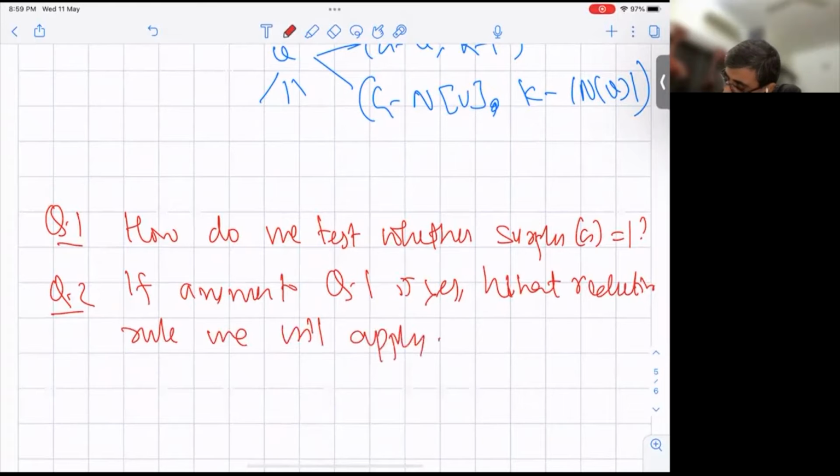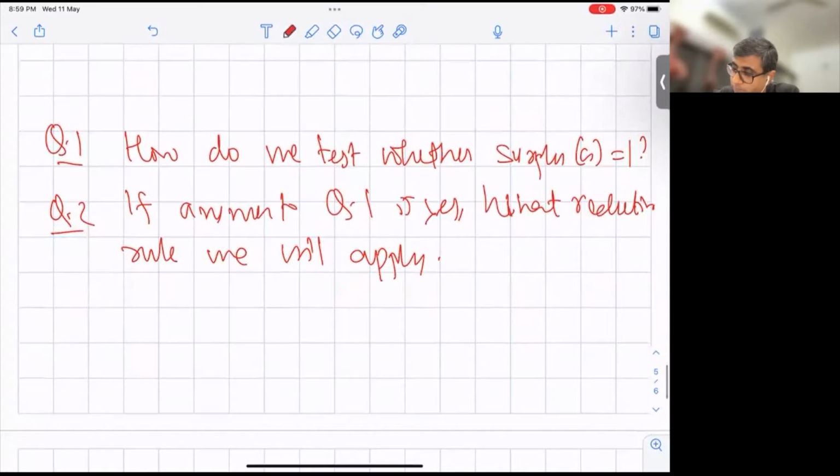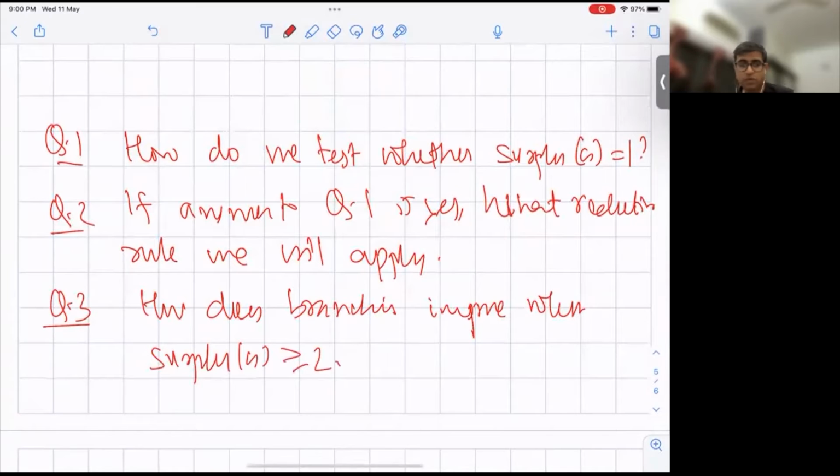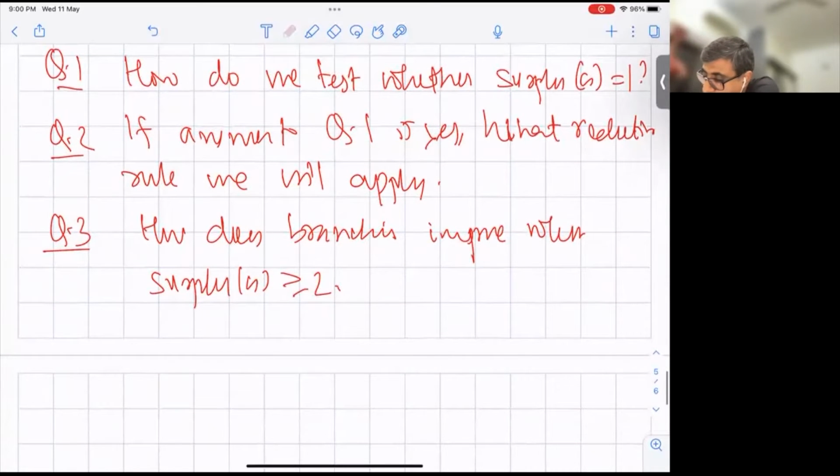Okay. So first let's try to answer question number 2. And then the final question is, how does branching improve when surplus of G is greater than or equal to 2? So there are 3 questions. So let's first address question number 2.